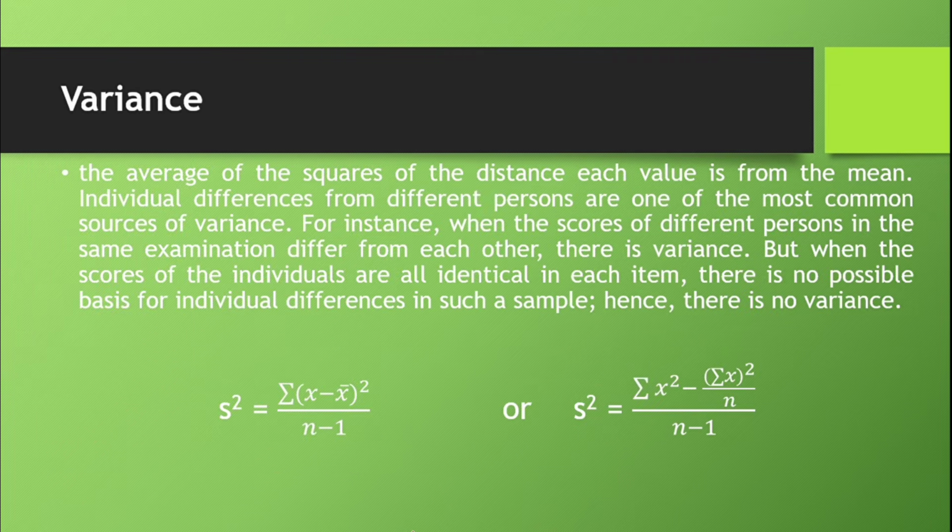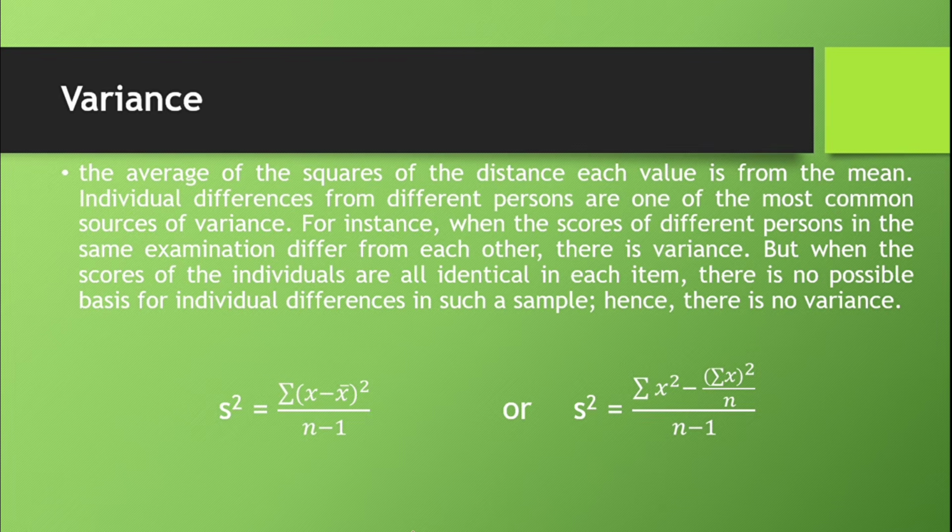We have here the next and last part, which is the variance. The variance is the average of squares of the distance each value is from the mean. Individual differences from different persons are one of the most common sources of variance. For instance, when the scores of different persons in the same examination differ from each other, there is a variance. But when the scores of individuals are identical in each item, there is no possible basis for individual differences. In such an example, hence, there is no variance.